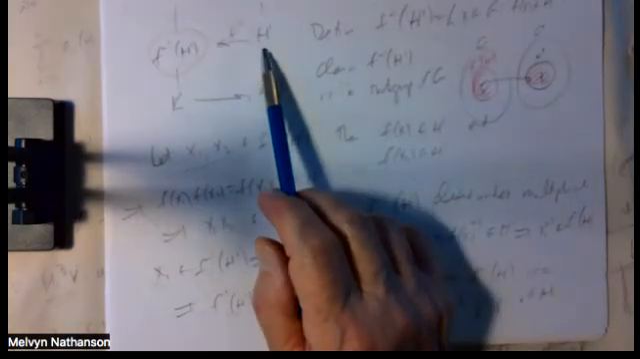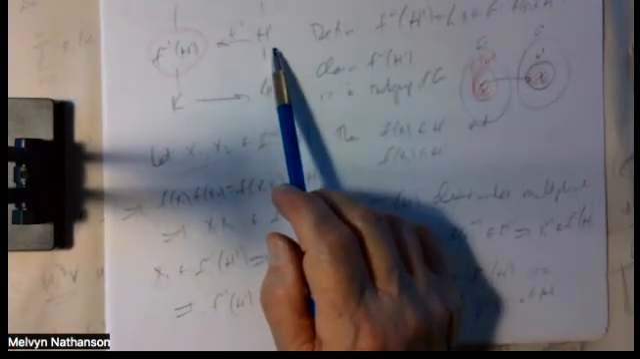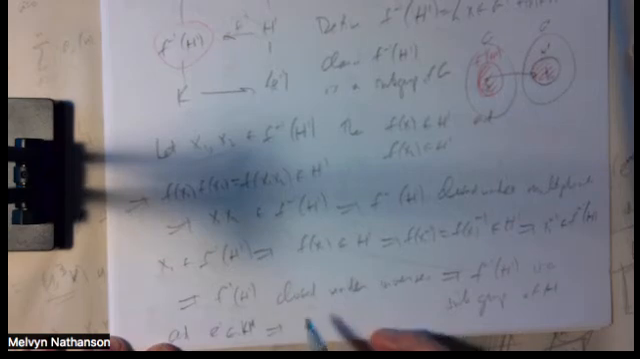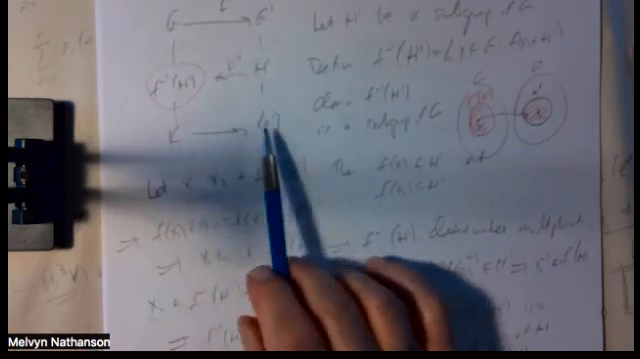So if I take any H prime, a subgroup of G prime, its inverse image under F is a subgroup of G. And finally, every subgroup contains the identity. So E prime is in H prime, which means the kernel, which is F inverse of E prime, all x in G such that F of x is the identity, is contained in F inverse of H prime. Everything in the kernel gets mapped to the identity, so everything in the kernel is in F inverse of H prime.